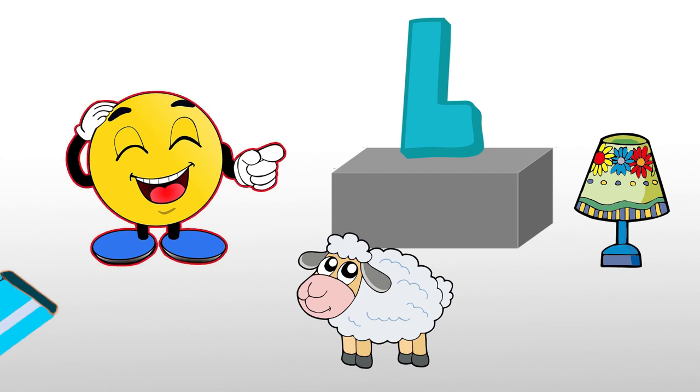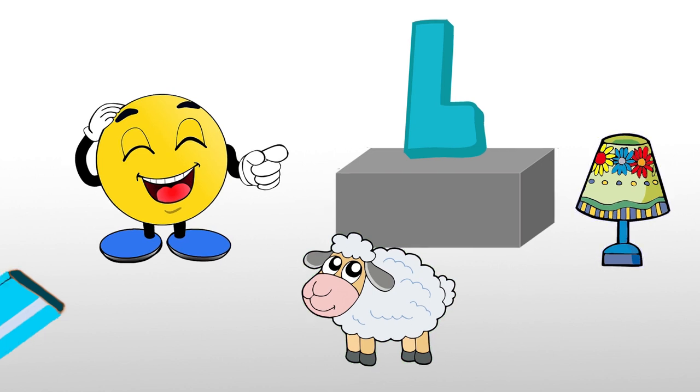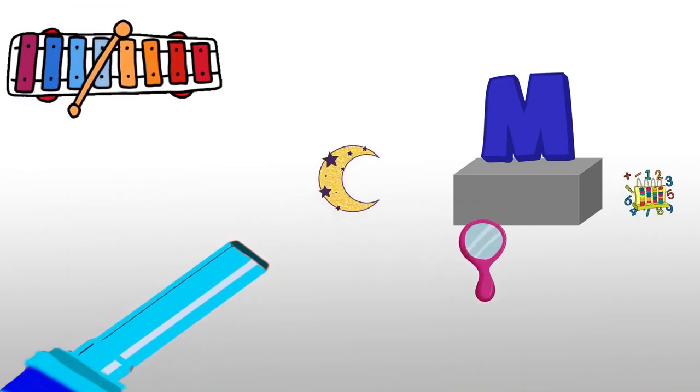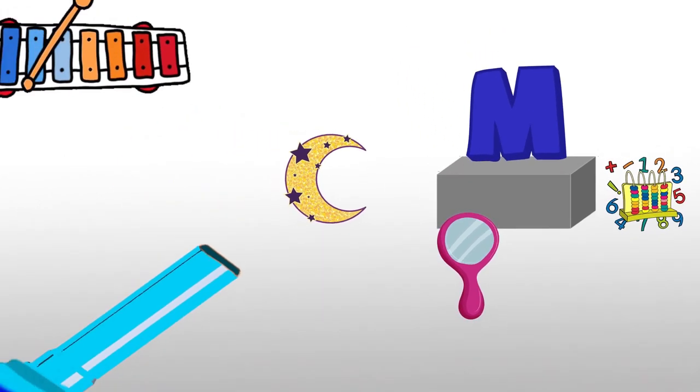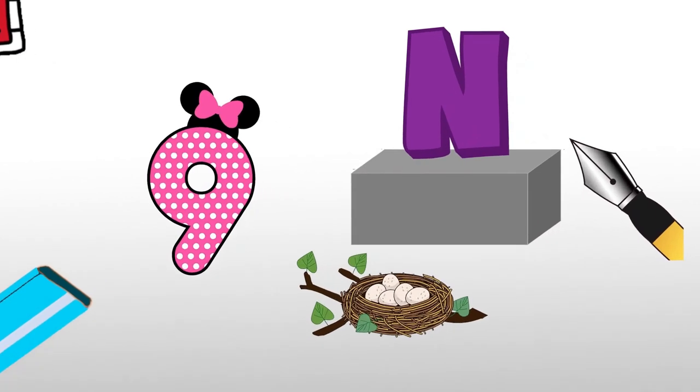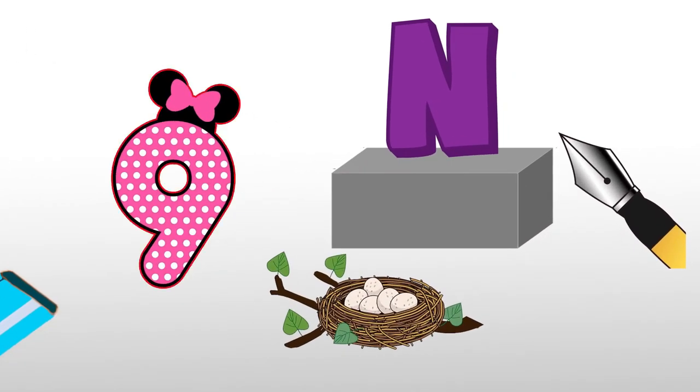L for laugh. L for lamb. L for lamb. M for moon. M for mirror. M for map. N. N for nine. N for nest. N for nib.